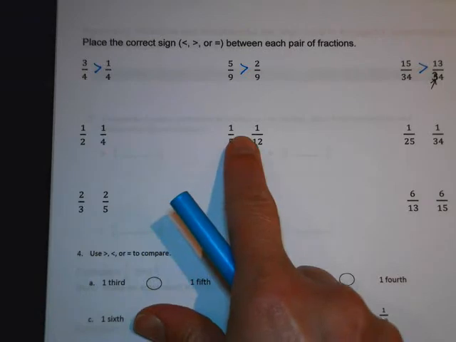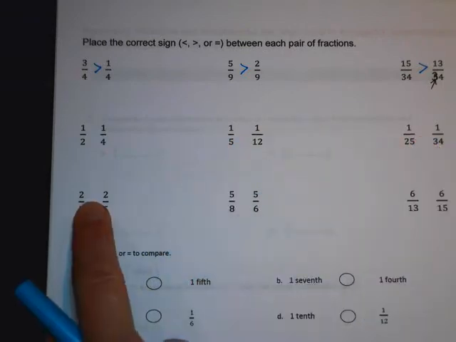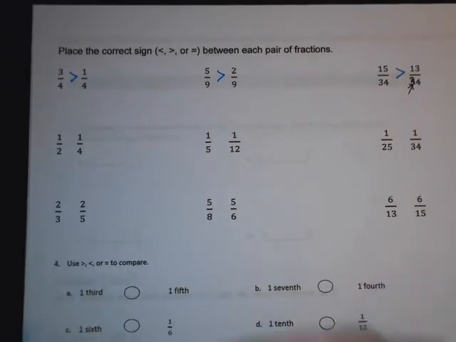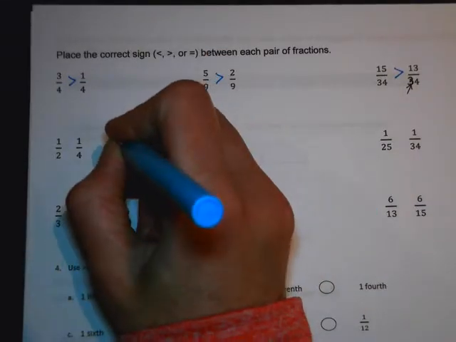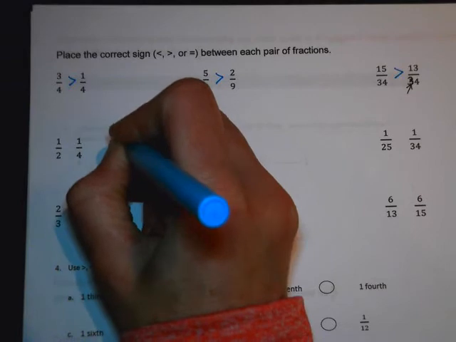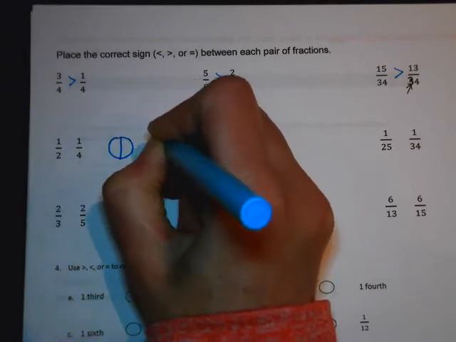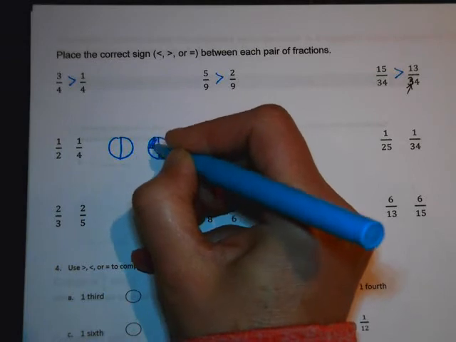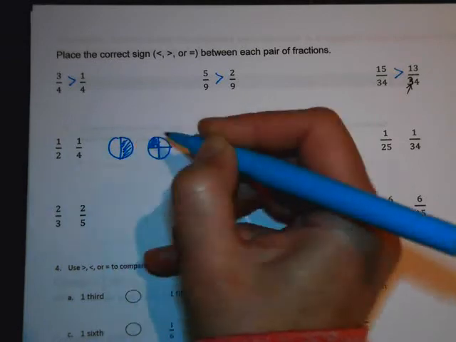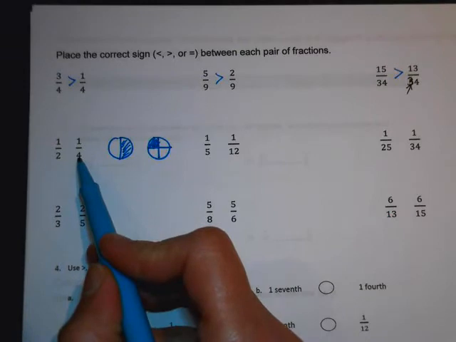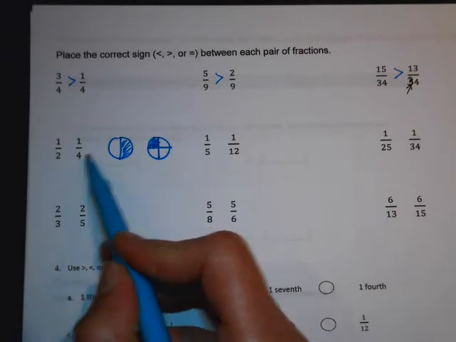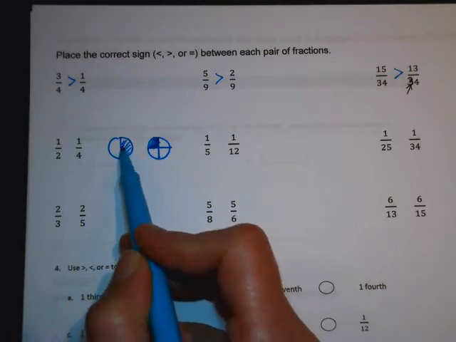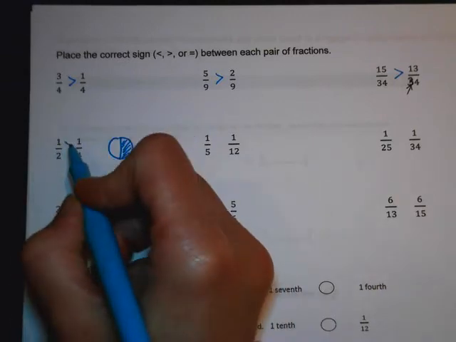If the numerators are the same, do you see all these? Then you need to look at the denominators. Now listen, it's very easy for kids to figure this out, especially with the unit fractions that Engage New York talks about. They're going to see very quickly that the bigger the denominator, the smaller the piece. So 1 piece out of 4 is going to be much smaller than 1 piece out of 2.